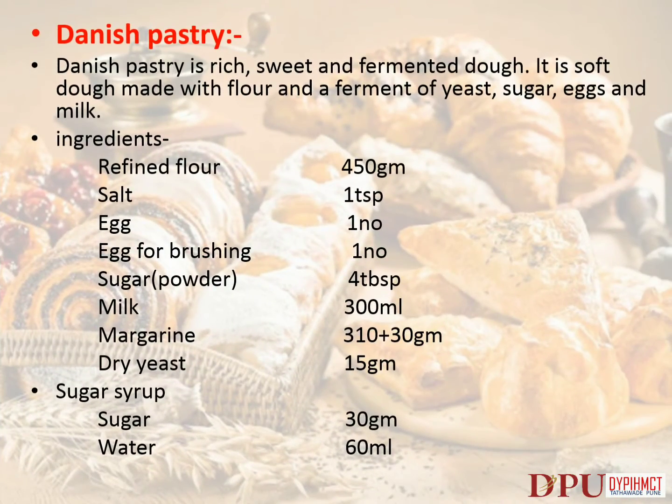Danish pastry. Danish pastry is a rich, sweet and fermented dough. It is a soft dough made with flour and a ferment of yeast, sugar, eggs and milk. Ingredients: refined flour 450 grams, salt 1 teaspoon, egg 1 number, egg for brushing 1 number, powdered sugar 4 tablespoons, milk 300 milliliters, margarine 310 plus 30 grams, dry yeast 15 grams. Sugar syrup: sugar 30 grams, water 60 milliliters.